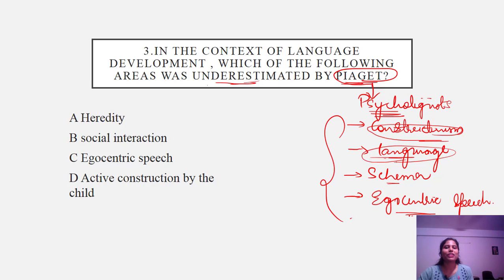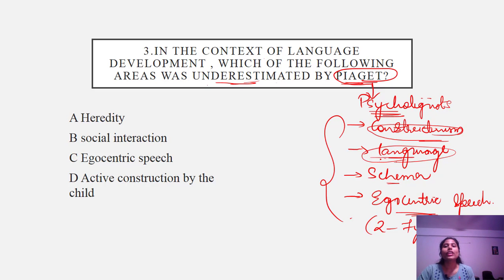And egocentric speech, this is the speech related to the child who is in the age group of 2 to 7 years. We often see the children who are around this age speaking within themselves. This is nothing but the egocentric speech. Now we are very much interested in language, because the question is like this. Once again, read the question. In the context of the language development, which of the following areas was underestimated by Piaget? So we need to first know what he exactly spoke about the language.